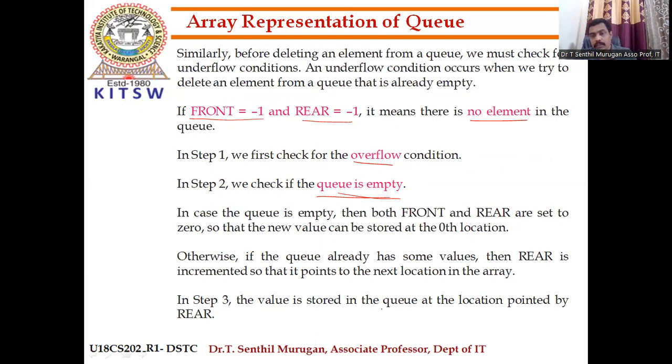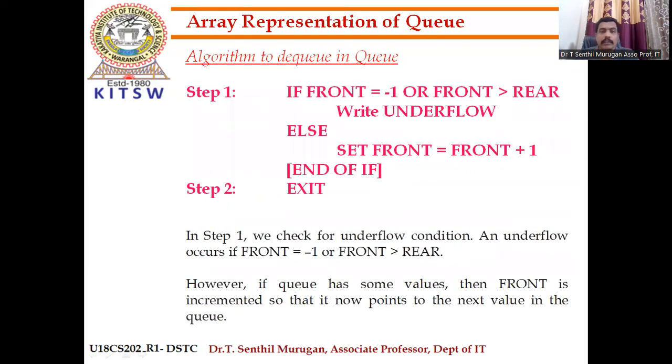The values stored in the queue are at the locations up to rear. So what we have to check is front equal to minus 1 or front greater than rear. If that is true, it is underflow. Okay, then what do we have to do? If it is not, simply front equal to front plus 1. This is the delete operation. So these two conditions we have to use for the delete operation.